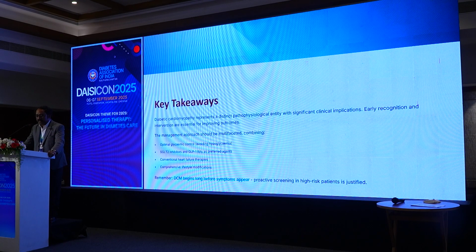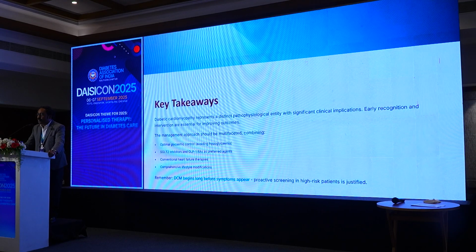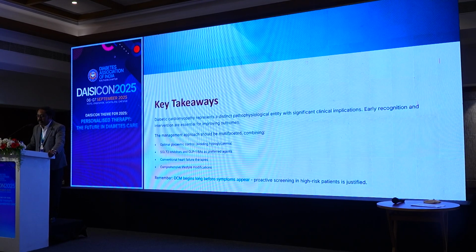Diabetic cardiomyopathy represents a distinct pathophysiological entity with significant clinical implications. Early recognition and intervention are essential for improving outcomes. The management approach should be multifaceted: optimal glycemic control. We have multiple drugs including SGLT2 inhibitors, DAPA, along with liraglutide. Conventional heart failure therapies including beta blockers, and also good diuretics, and comprehensive lifestyle modification. Remember, DCM begins long before symptoms appear, so proactive screening in high-risk patients is justified.